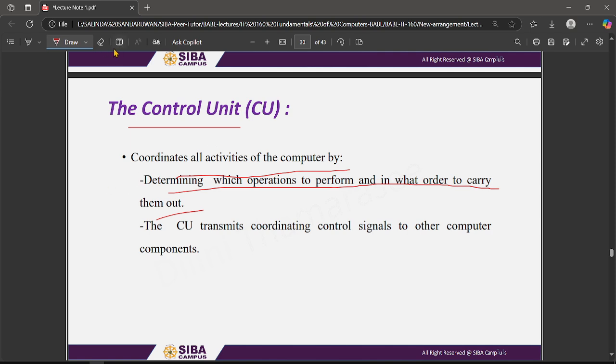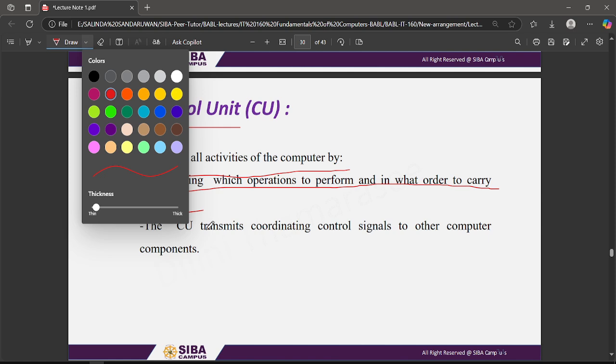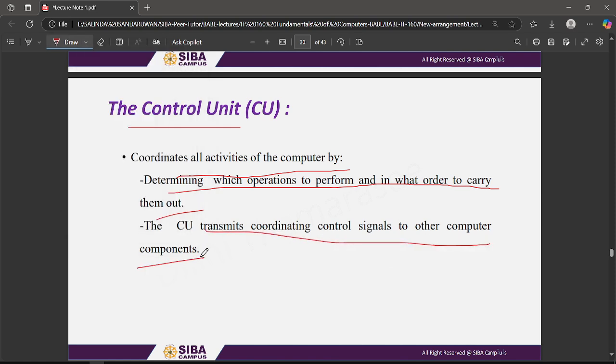Determining means it will decide. It will decide which operation should be performed first and which next. Determining means deciding. It will make a decision. The control unit transmits coordinating control signals to other computer parts. It means you have several hardware components, so this will control the hardware, right?